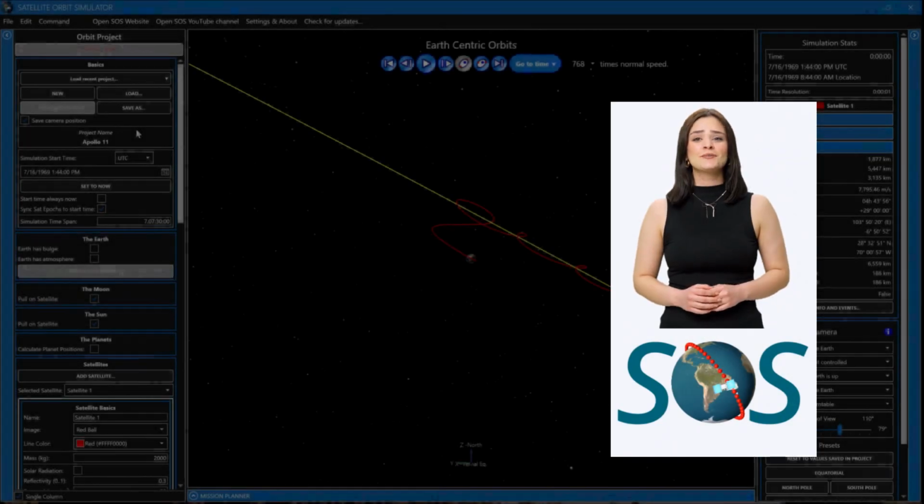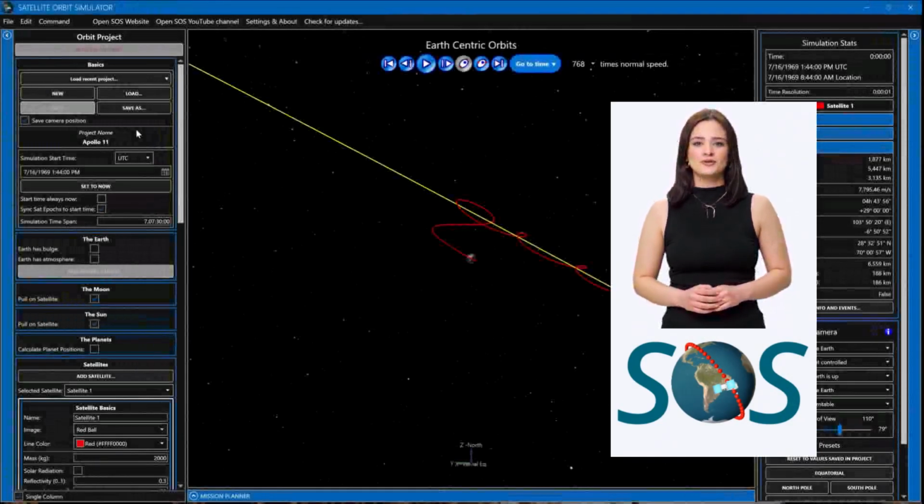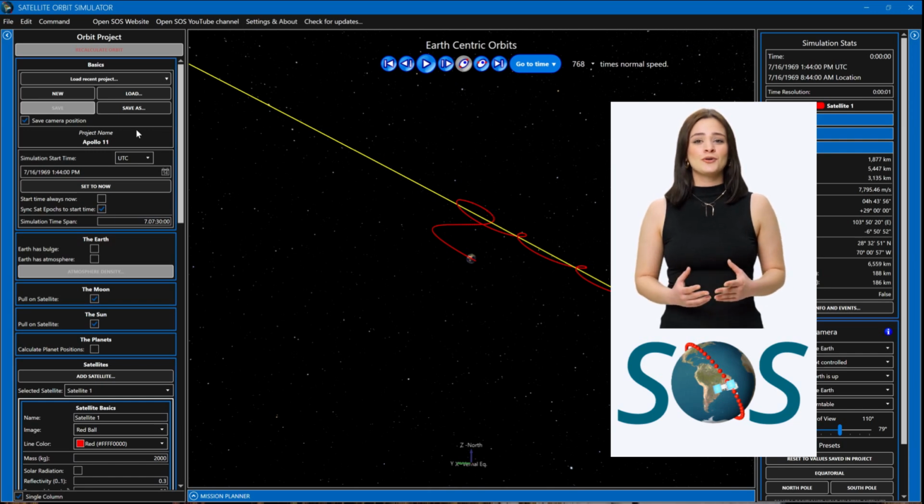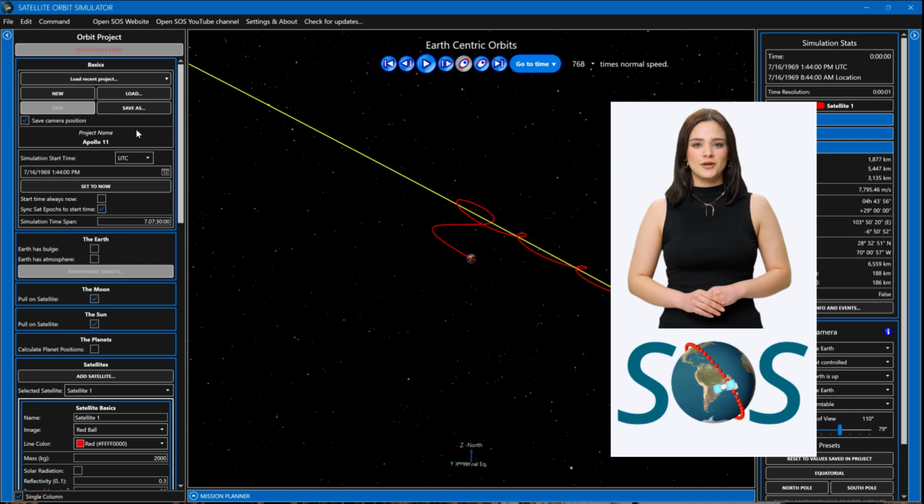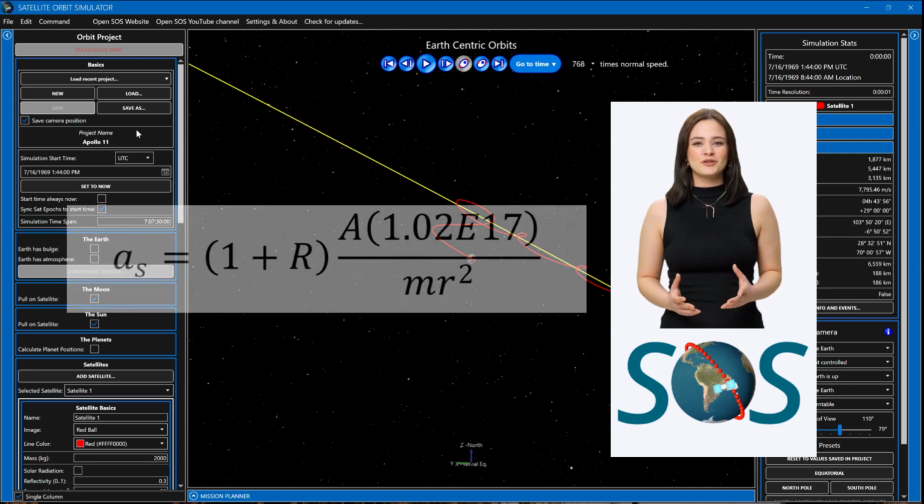Hello again. Today I will demonstrate to you how solar radiation can be used for low acceleration propulsion. Photons, the smallest particle of light, do not have mass, but do have momentum and can transfer that momentum to objects they strike.